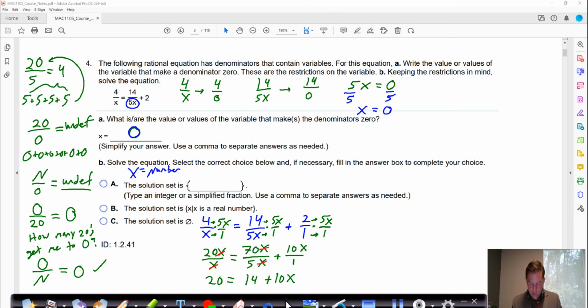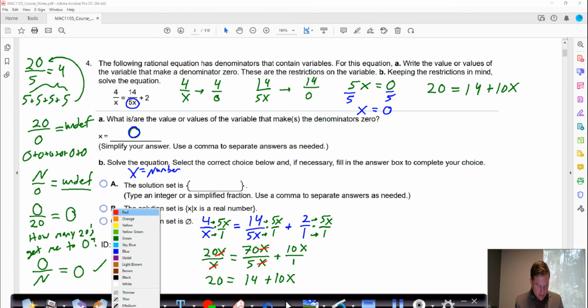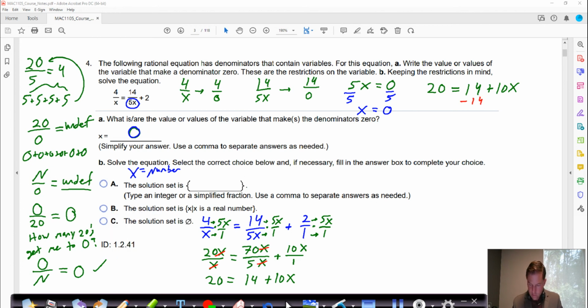So we have, let me write it up here so we can do our registry accounting method. So we have 14 plus 10x, and we're going to want to get rid of that 14. So we're going to subtract 14 from both sides. 20 take away 14 is 6. 10x.